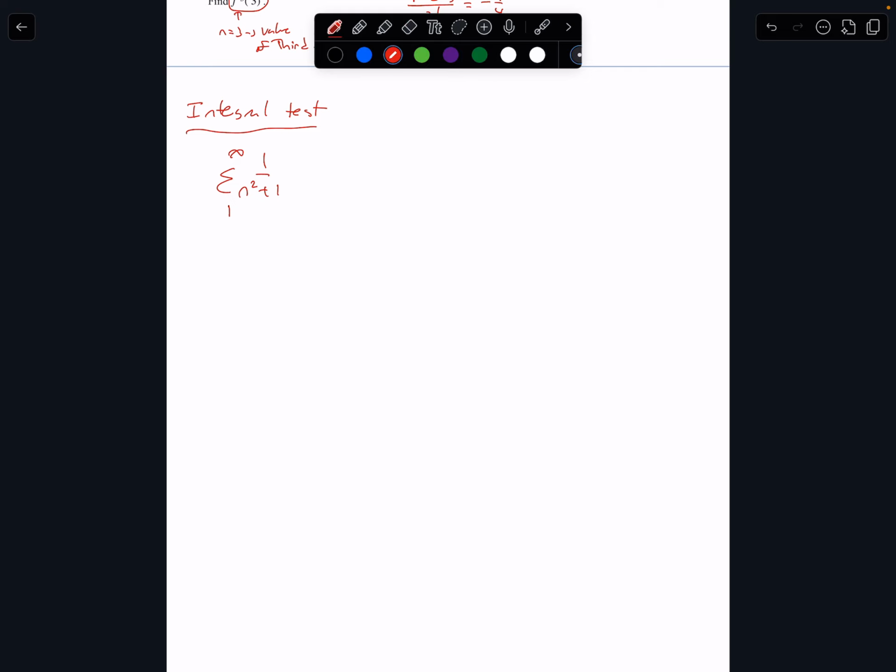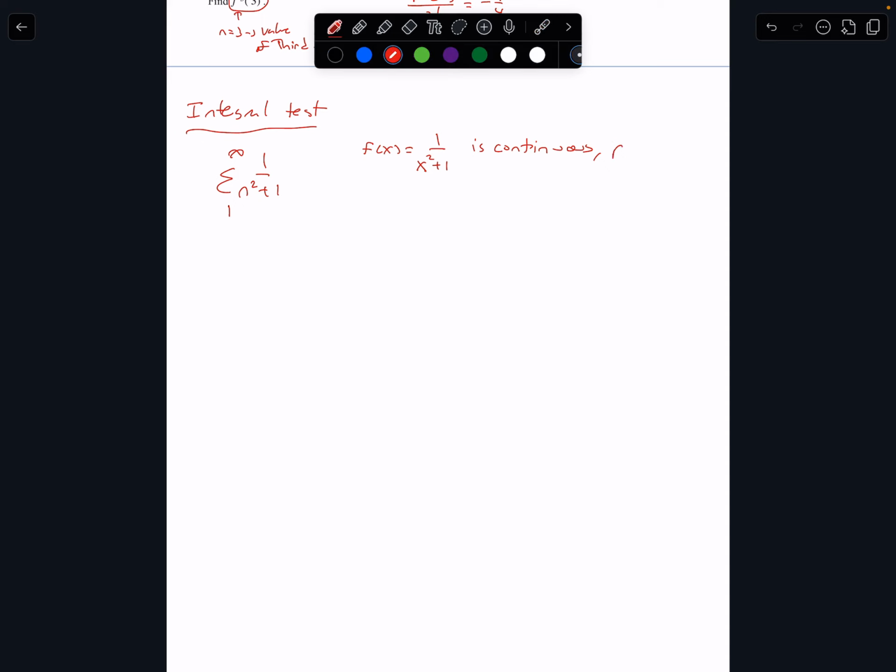We're going to let f of x equal 1 over x squared plus 1. And this has to satisfy three different conditions. One, it has to be continuous, and on the domain, this is a continuous function. It also has to be positive. This is always going to be positive. Even if it were negative, we would just factor it out and make it positive.